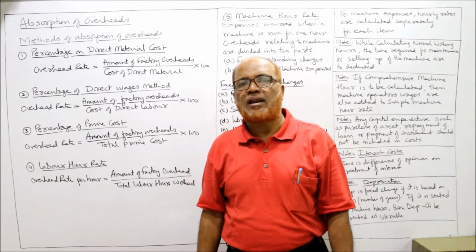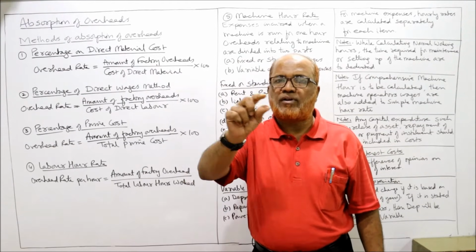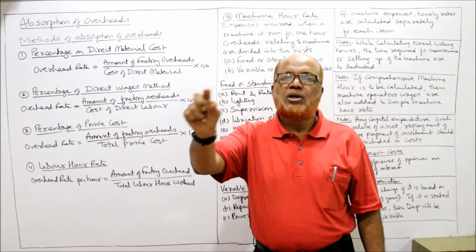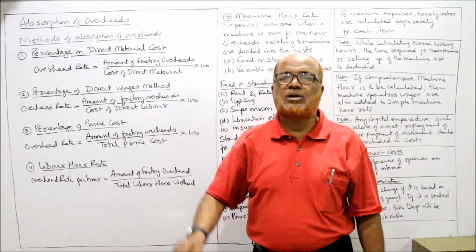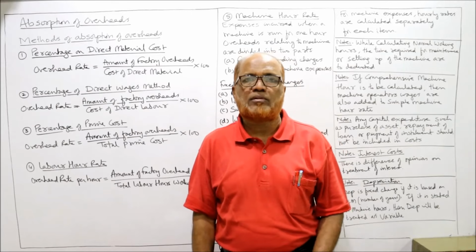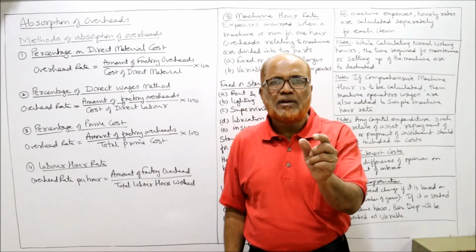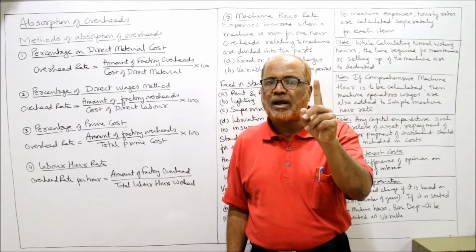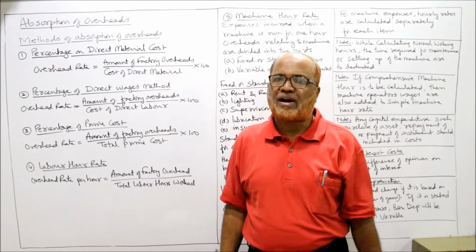So what is the labor hour rate? Total factory overhead divided by total number of labor hours. So 1 lakh rupees divided by 10,000 hours, you will get 10 rupees. That means for every 1 labor hour, 10 rupees is the factory overhead.